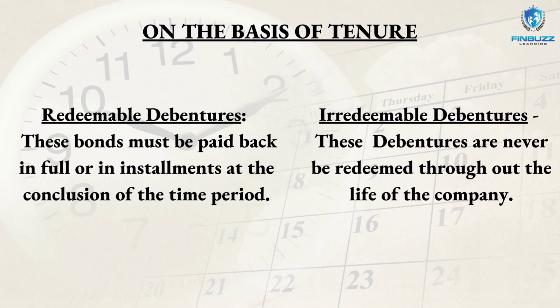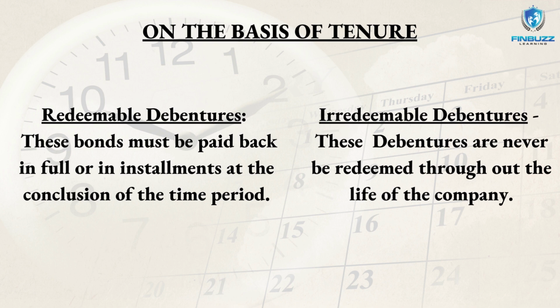Now, the next categorization is from the point of view of tenure. Again, there are two types. The first type is redeemable debentures. These bonds are ones that must be repaid in full or in installments at the end of the time period, depending on how long the business has been operating. Debentures may be redeemed at par or at premium. And the second one is irredeemable debentures.